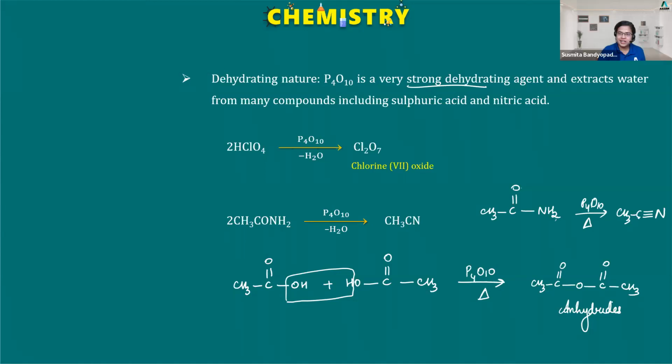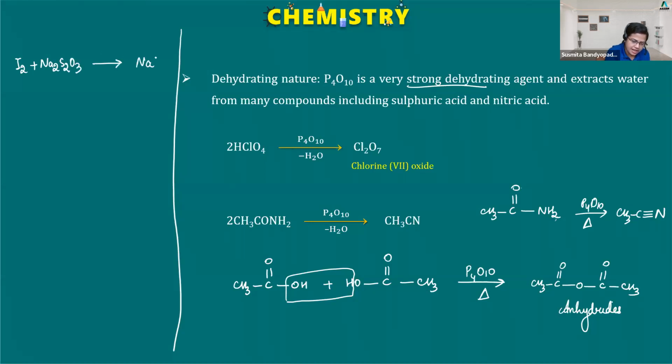One more question then. This reaction will come again and again: when iodine reacts with Na2S2O3, it produces NaI plus Na2S4O6. I'll write it in a little better way. I would like to know the N factor of iodine and sodium thiosulfate in this reaction.